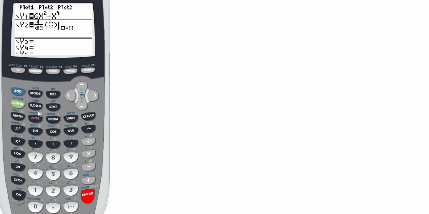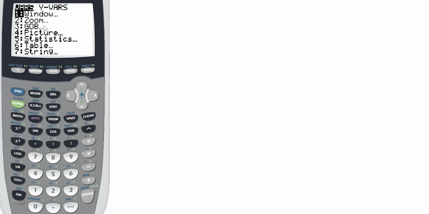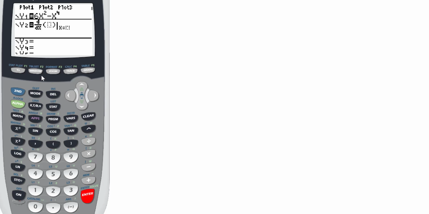Okay, so anyway, we're going to do d by dx, and now we could type in 6x squared minus x to the fourth, but why type it in again? So what you do is you hit vars, cursor over to y vars, hit enter for function, and there you go, y1 through y0. Okay, so we'll just put y1 because that's what we want to take the derivative of, and then you cursor over here and it says x equals, and then you're going to say x equals x.